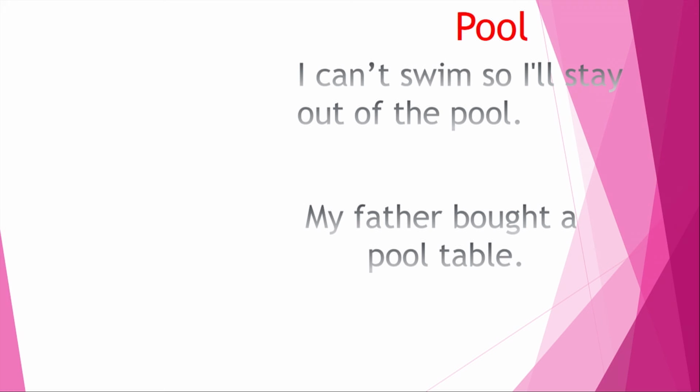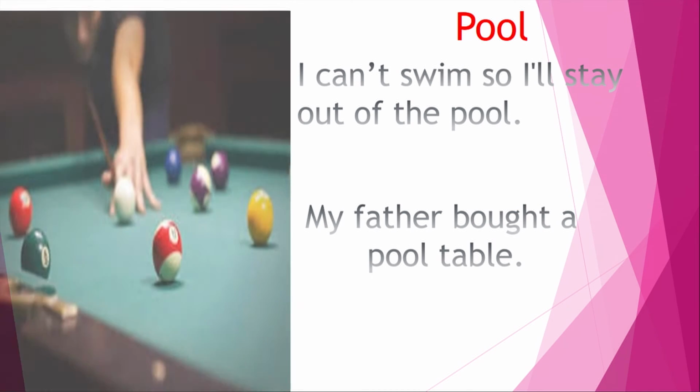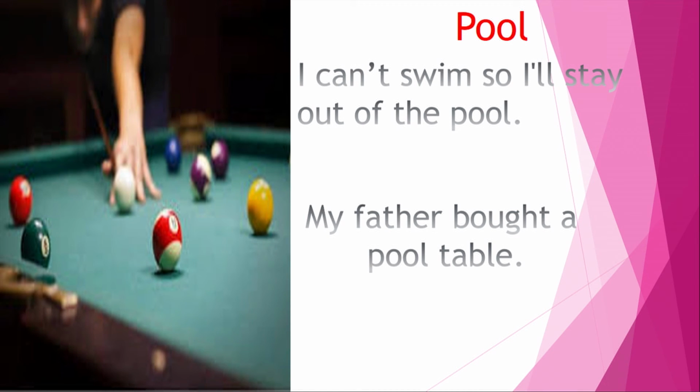Right. So we have pool. First sentence would be, I can't swim, so I'll stay out of the pool. And the second sentence is, my father bought a pool table. So this is the kind of pool I want you to be referring to when you are picking which sentence you are actually going to use. And the wrong answer will float away. So see if you can think about which one they're referring to. Are they referring to the pool to swim or the pool game to play?